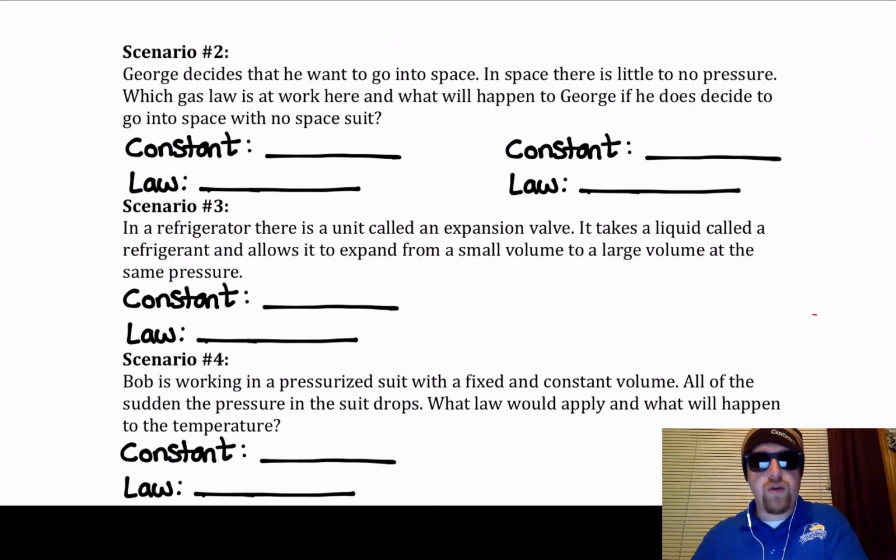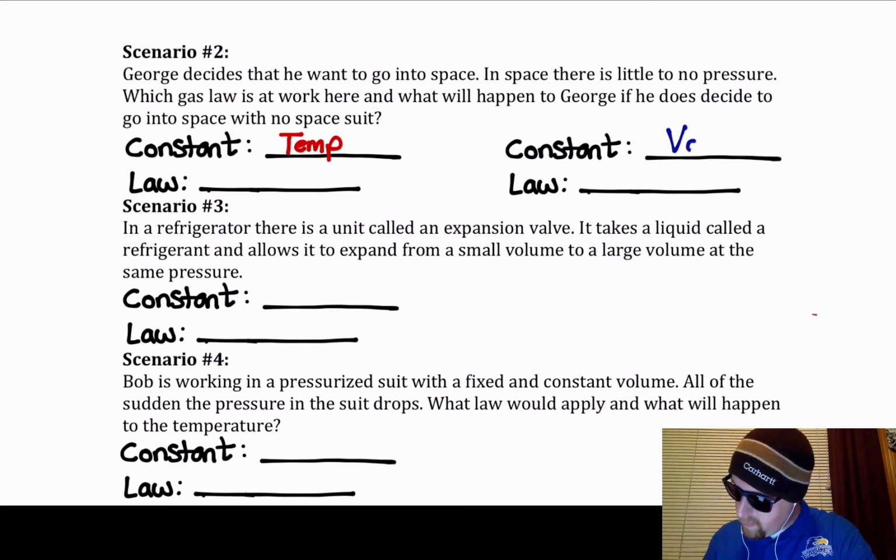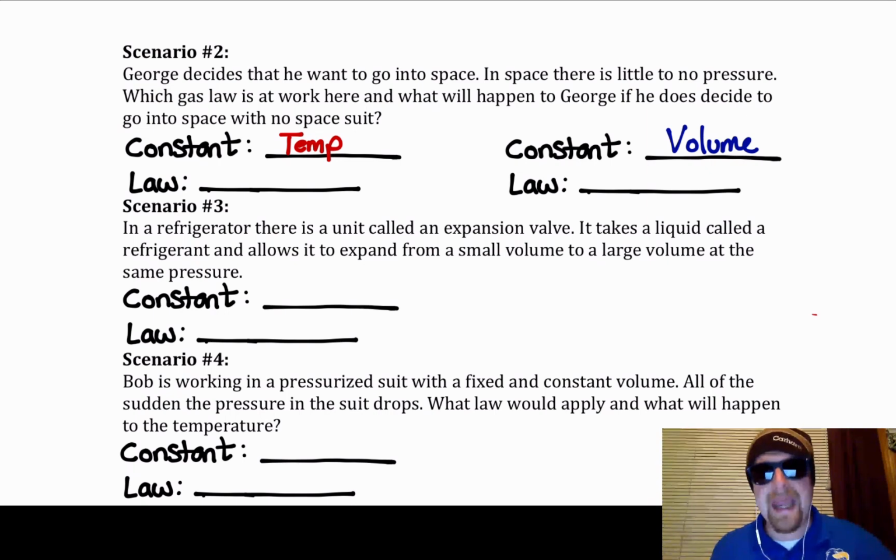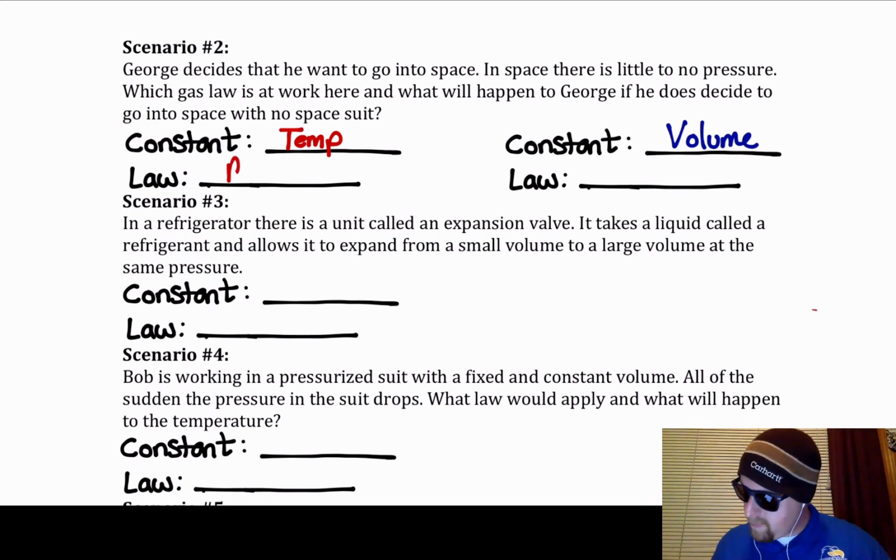You can see here on the screen that I have scenario 2 up. In scenario 2, George is going to go into space, okay? But George is not very bright because he wants to go into space without a suit on. Uh-oh. So what we have to determine here is what can we hold constant, and you can probably already see that there are actually 2 possibilities here. The one thing that won't remain constant is pressure. So the other 2 things that can be held constant are temperature or volume. If we hold temperature constant, this is going to be Boyle's law. If we hold volume constant, it's going to be Gay-Lussac's law.